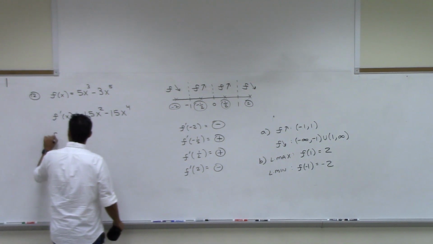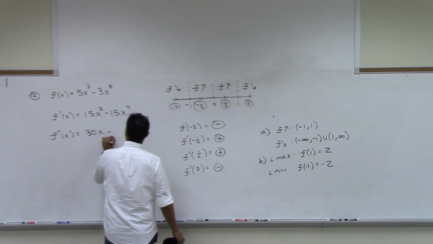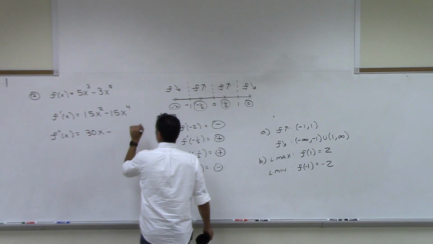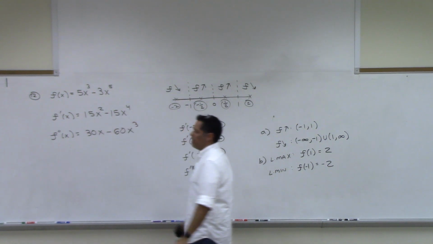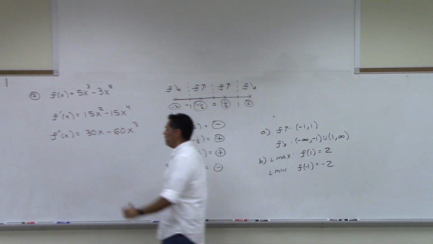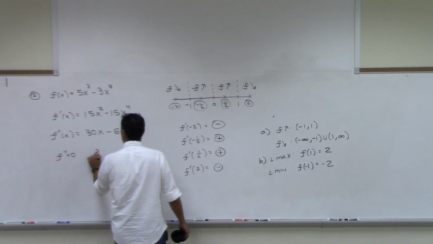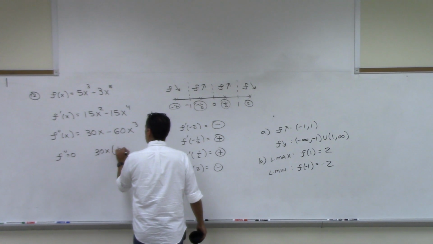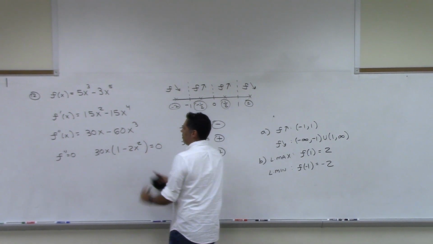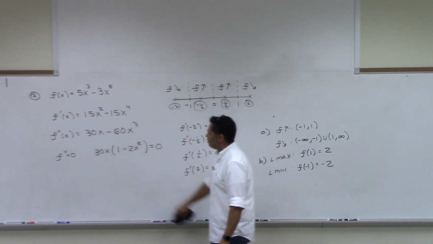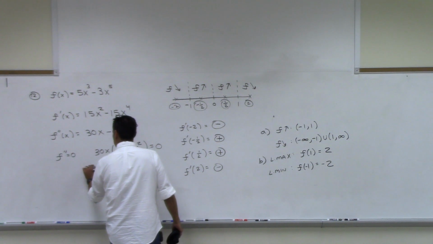Ready? Second derivative of this is 30x minus, what's that? 60x to the 3rd. Okay, where's this second derivative 0? Factor out the GCF. 30x comes out. I'm left with 1 minus 2x squared, right? So I pulled out a 30x from both of those. And then I set each of those equal to 0.